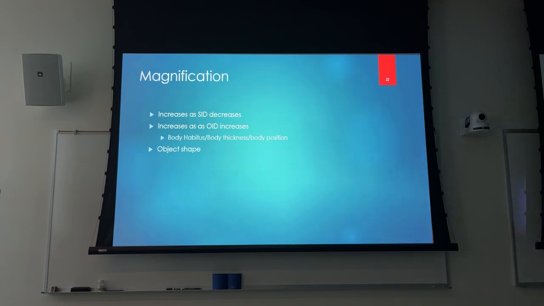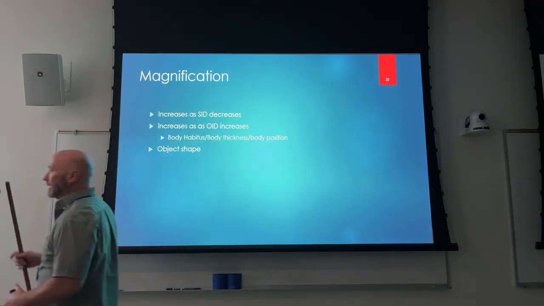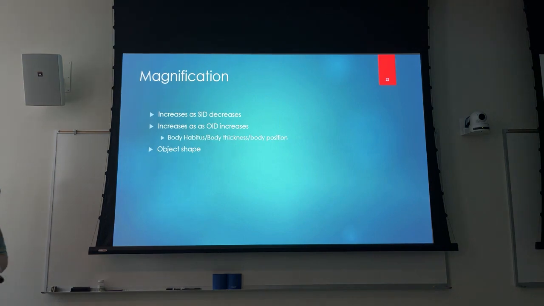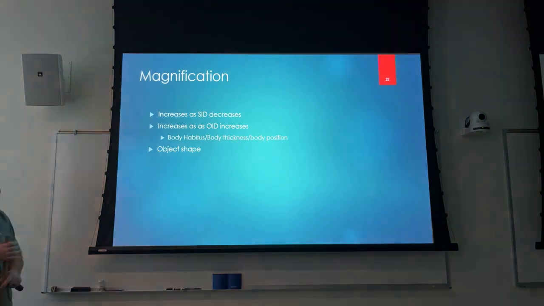All right, you see? What happened? Did it get bigger or did it get smaller? It got smaller. Right. So as we increase OID, and it probably is not on that, so maybe we'll have to run back through it on the other screen. As we increase OID, what do we get? Magnification, right? But if we increase SID, then what happens? It compensates for it, right? So we lose some of that magnification as we increase SID.